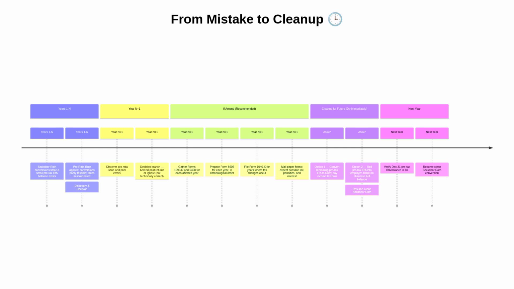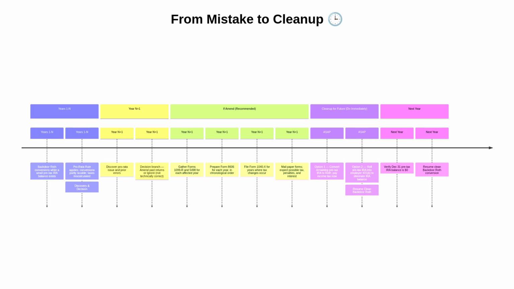This timeline shows multiple years where a taxpayer performed backdoor Roth conversions while unknowingly holding a small pre-tax IRA balance. In the following year, the error is discovered. The path then branches. One option is to amend prior returns. The other option is to ignore, which is not technically correct. If the taxpayer amends, they gather documents such as Forms 1099-R and 5498. Prepare Form 8606 for each year in chronological order, and file Form 1040X for any year where taxes change. These filings are often mailed.